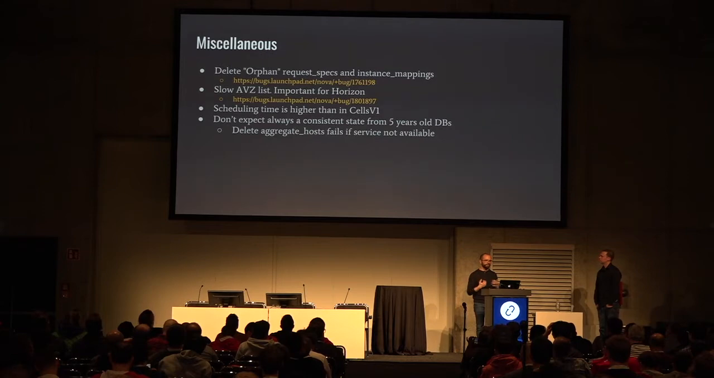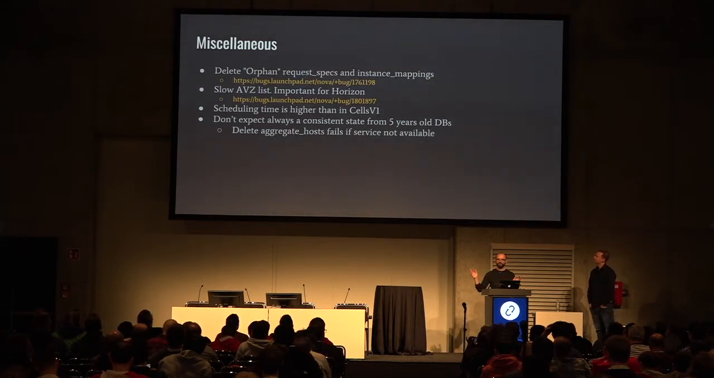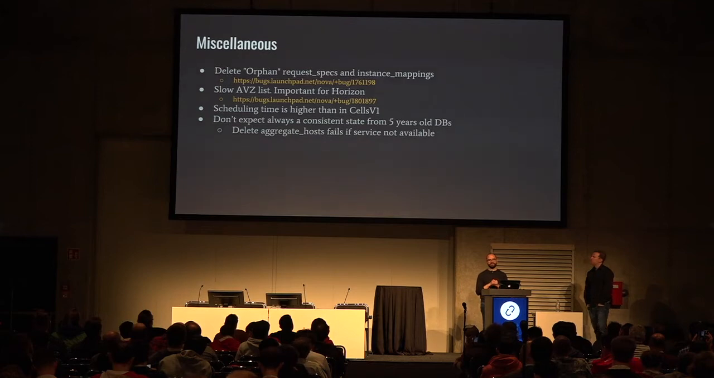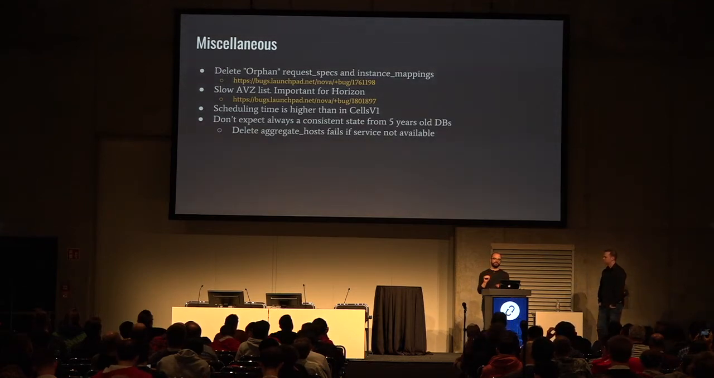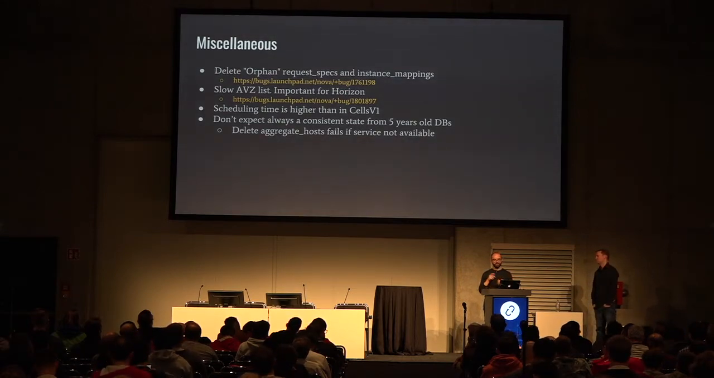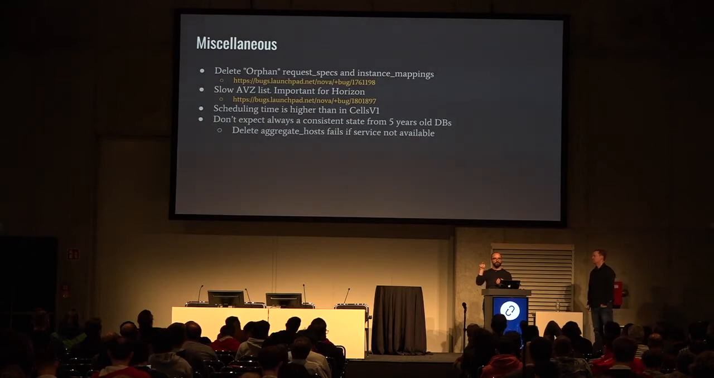And other minor things: if you're running a cloud for a long, long time and running the archival of instances, you will have these orphan request specs and instance mappings that nothing in Nova removes now. In our case, we had thousands and thousands of entries in the database with this, so we need to find a good solution to delete all of this. Slow availability zones: the availability zone list goes through all aggregates and through all the services. If you have huge aggregates, this could take a lot of time. That is particularly noticeable in Horizon, because the dropbox to select the availability zone is not available, so users complain.